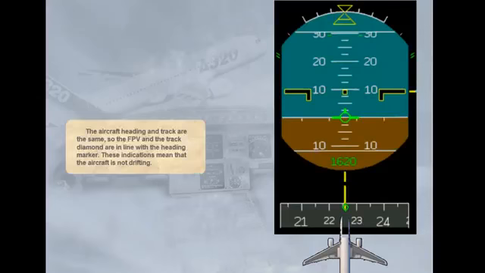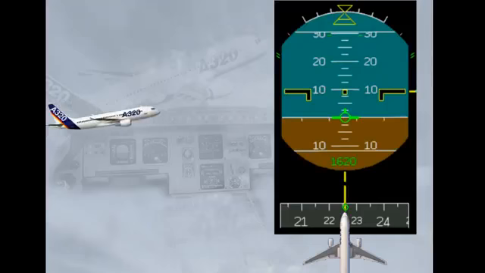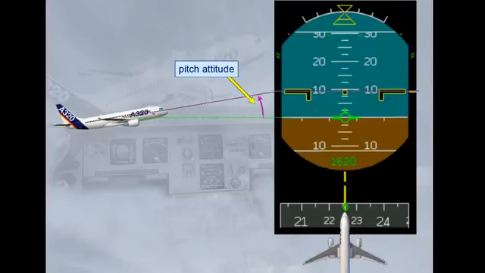The aircraft heading and track are the same, so the flight path vector and the track diamond are in line with the heading marker. These indications mean that the aircraft is not drifting. The aircraft is flying level with a pitch attitude of 9 degrees. The flight path vector is on the horizon line, so at present the flight path angle is 0, i.e. the aircraft is in level flight.